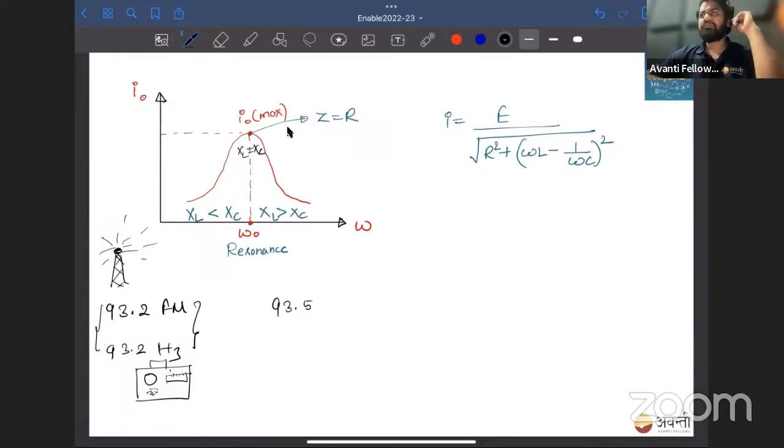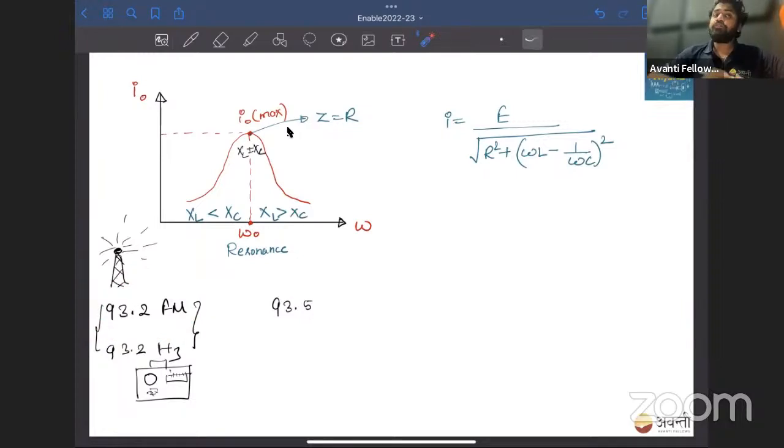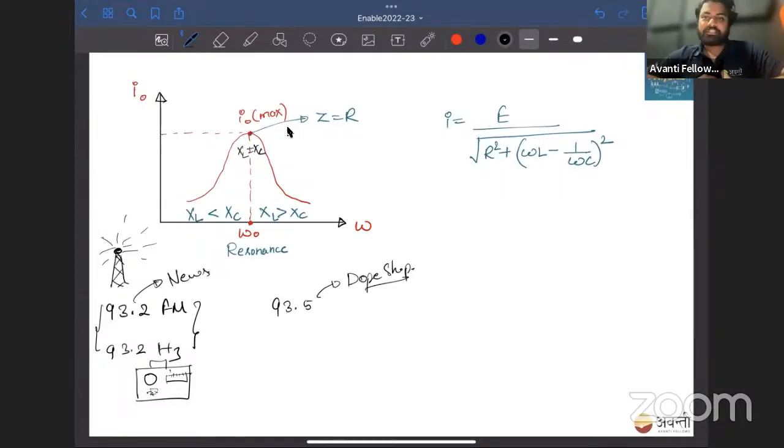Then you will argue, no, but that channel is 93.2 FM, right? But we are taking 93.5. What is the problem? He will say, if you keep the frequency near that frequency, for example, in your frequency some Honey Singh song is playing. Okay, let's say Dope Shop. And in this frequency, some news is going on. Okay, so aaj ke mukhya samachar, something like that is going on.